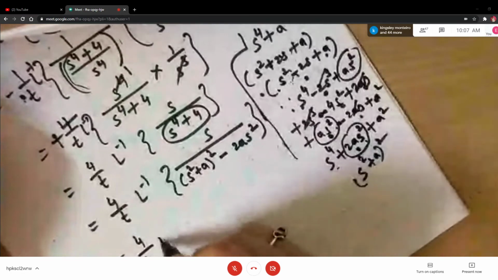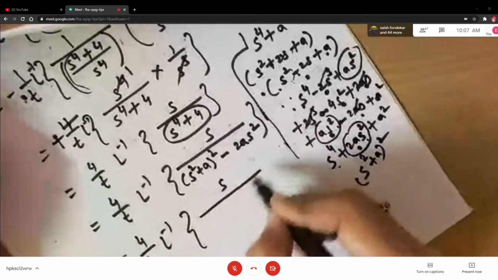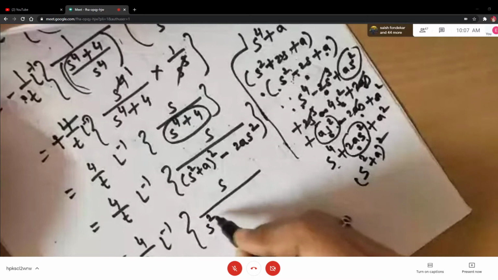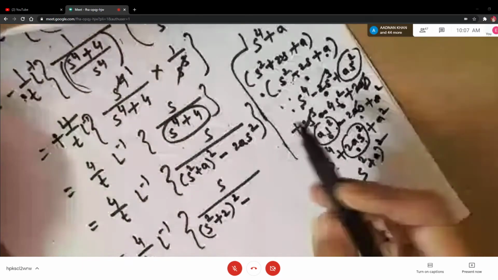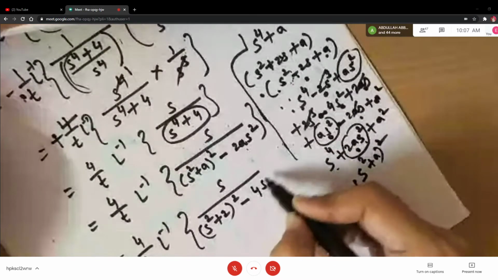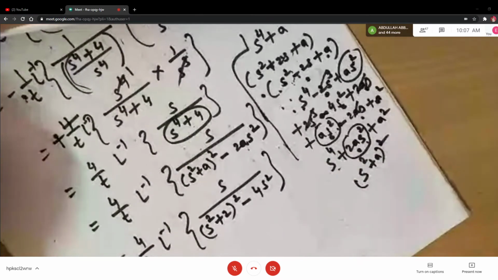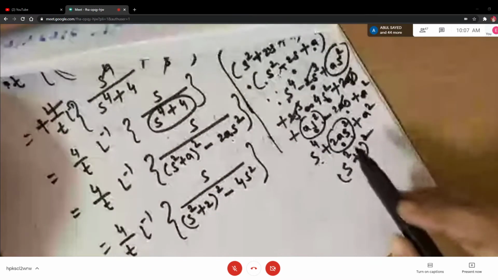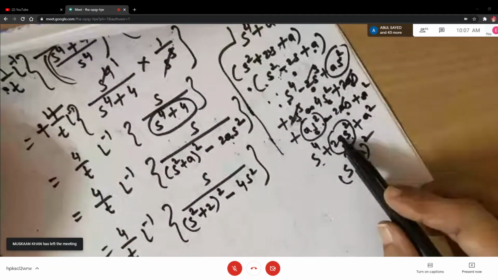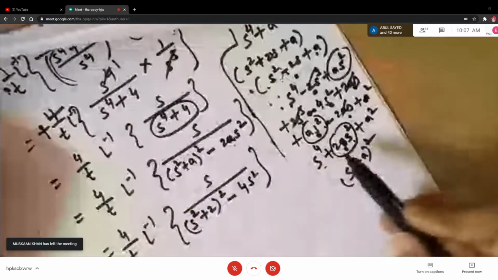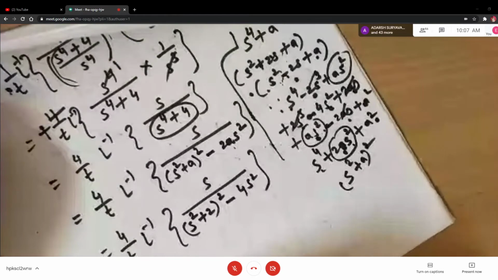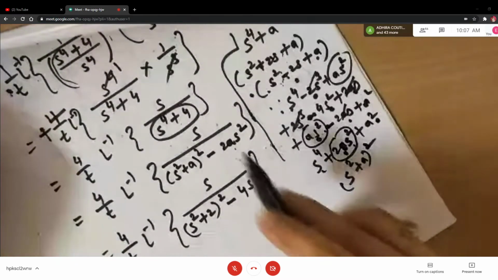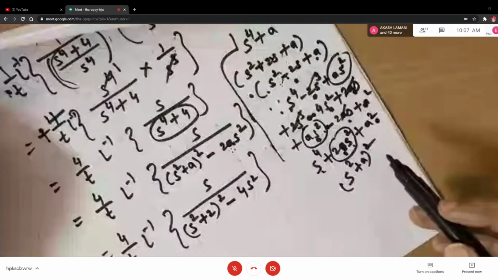4 by t L inverse of s upon s square plus 2 the whole square minus 4s square. See what I have done? The term which is unwanted, we are subtracting, because finally we want only s raised to 4 plus a square, no? Miss, but how did the minus sign come? Because we are subtracting. Miss, we can subtract.